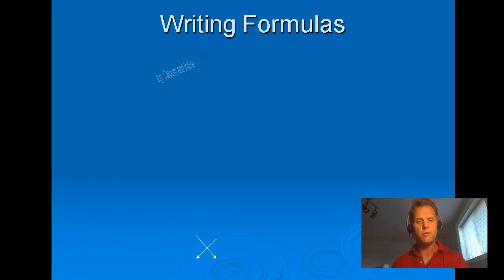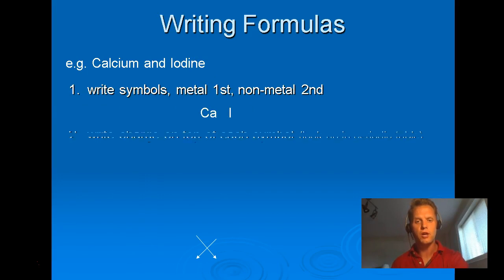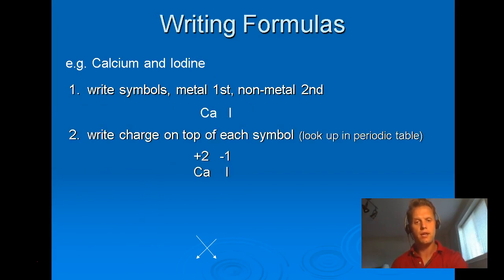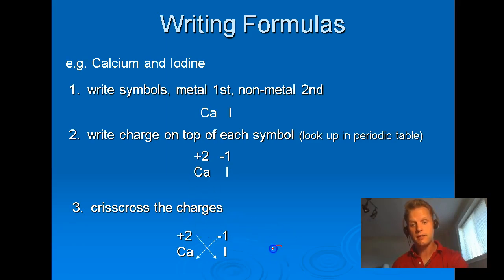So if we want to write formulas, we have a simple thing here. I'm going to take a metal, calcium, and I'm going to take iodine, a nonmetal. And we know that they're going to form ions, and when they form ions to get a full shell, we know calcium has a charge of 2 plus. And we know iodide, which is in group 7, has a charge of negative 1. So we just have to remember what those charges are on each one. And if we cross the charges, you're going to end up getting CaI2.